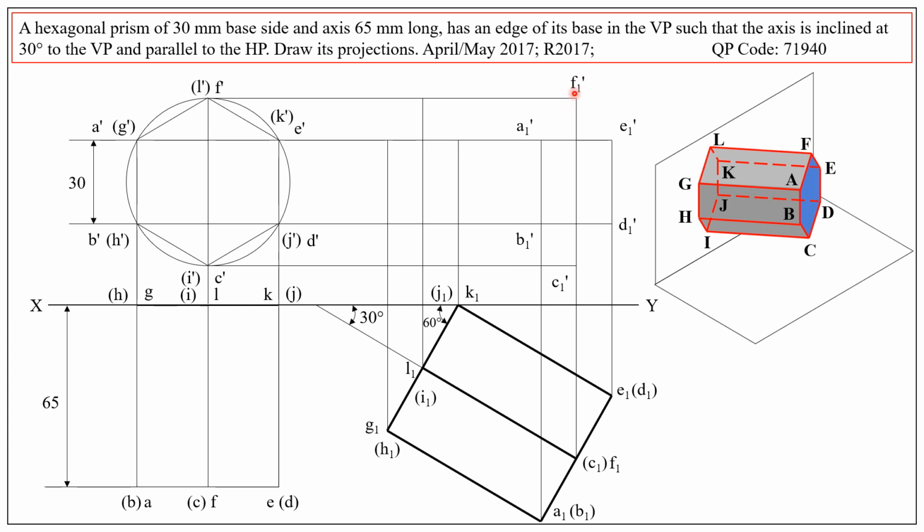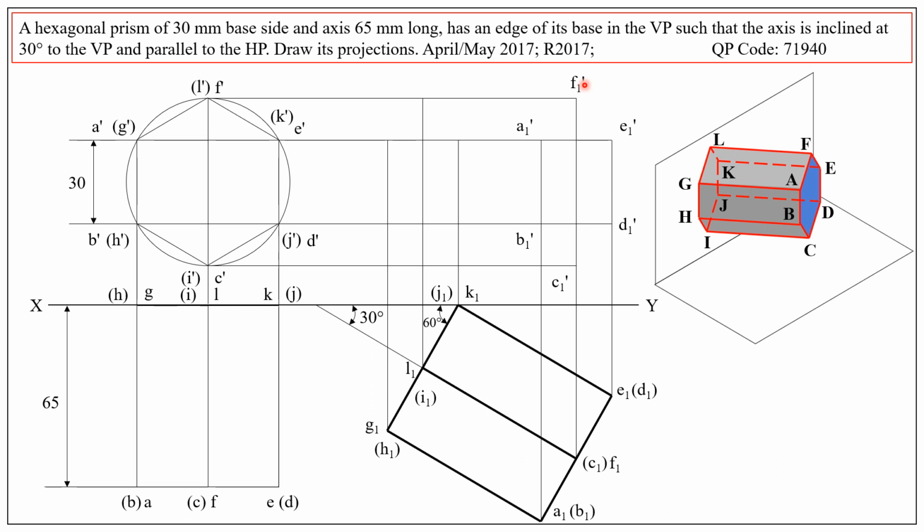So how is this point F1 dash obtained? So this is point F1. From F1, draw a vertical, and F dash is here. So from F dash, draw a horizontal. The vertical and the horizontal intersect at the location F1 dash.